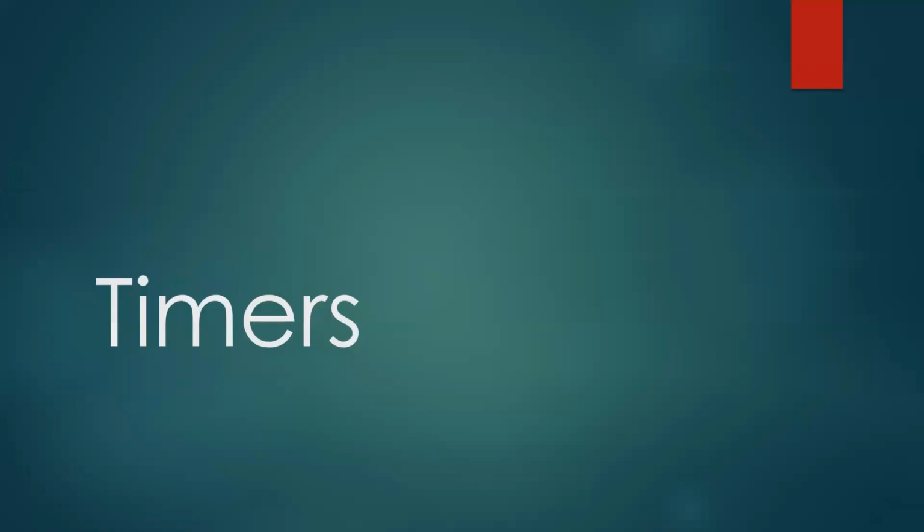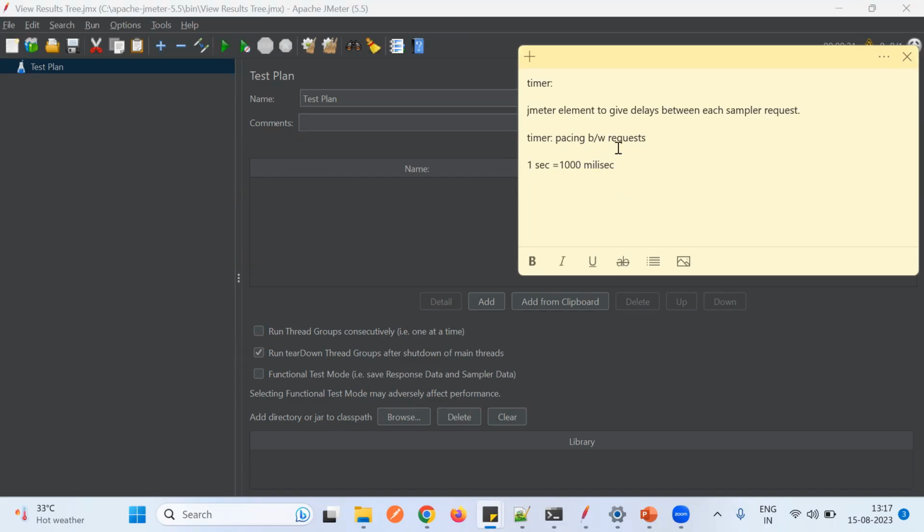Today we will learn about another JMeter element, that is timers. Let's see what timers are. Let's first check the definition of timers. Timers are the JMeter elements to give delay between each sampler request.